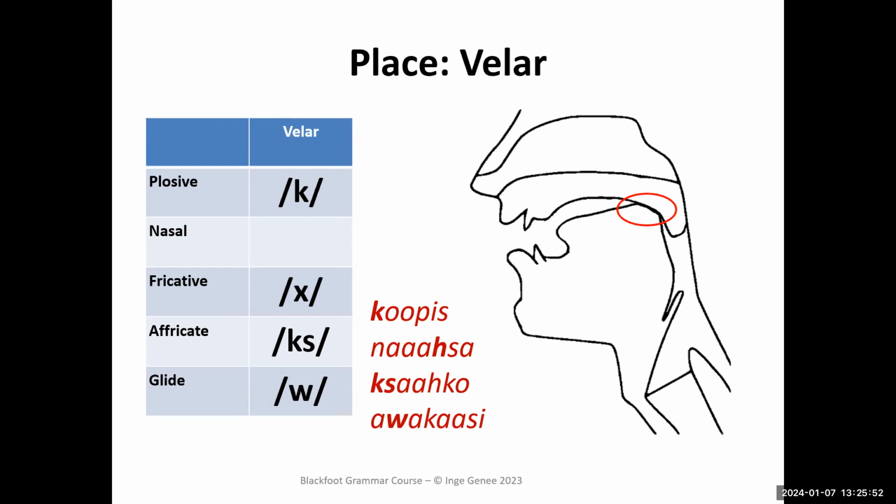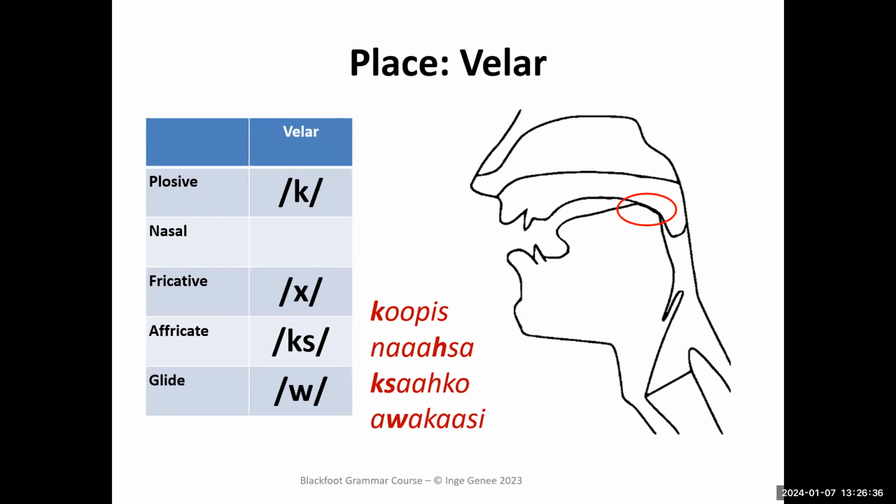Velar sounds are made by putting the back of your tongue against the softer part at the back of the roof of your mouth. That is called the soft palate or velum. The picture is for the K sound, like in koopis, meaning soup or broth. The symbol X stands for the G sound that occurs in words like nachts, meaning my grandmother or grandfather. Blackfoot also has a K plus S combination in words like Xarco, meaning land. And the last velar sound is the W in words like awakasi, meaning deer.